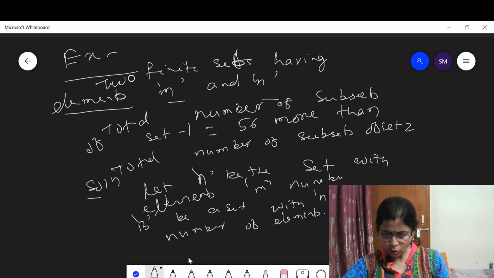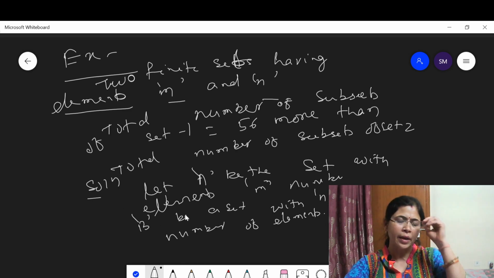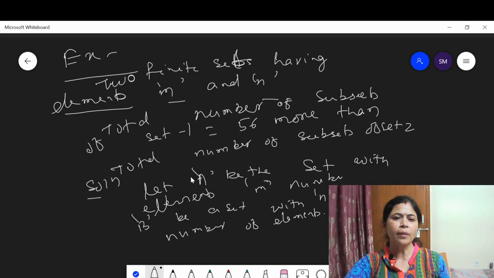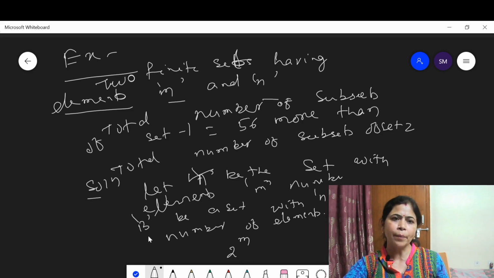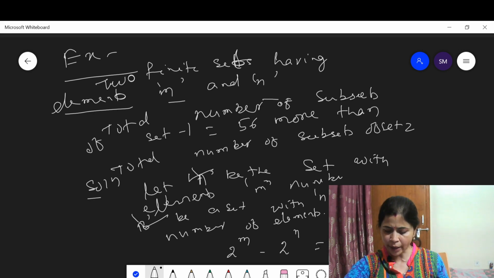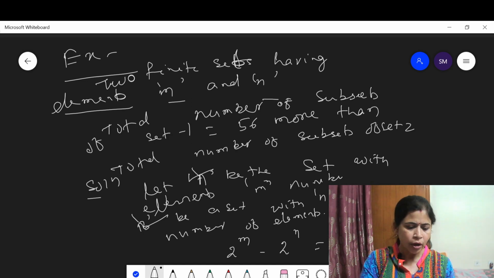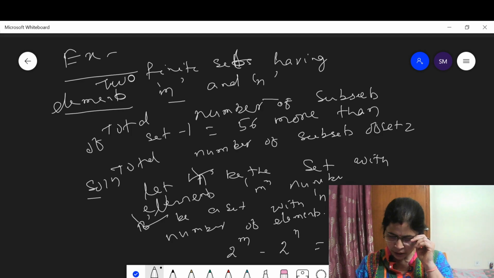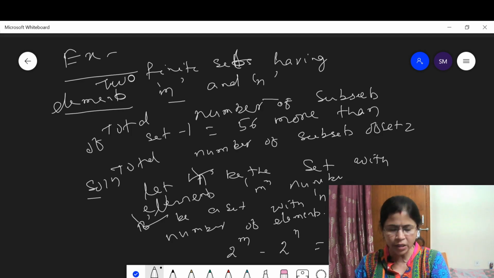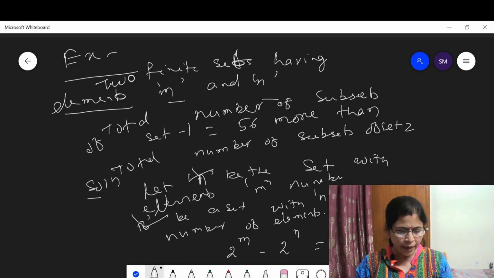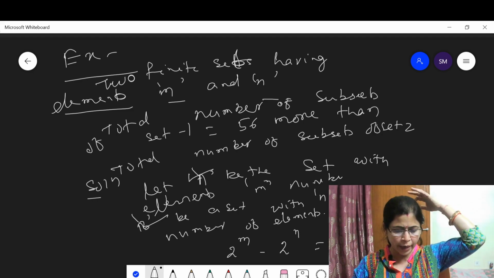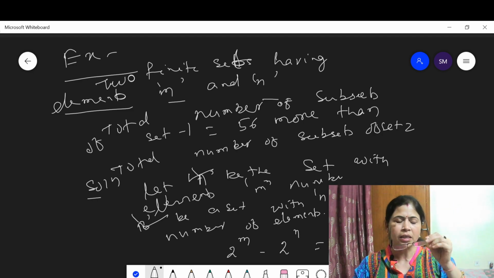Then, as we know, by applying Theorem 3, the number of subsets of A is equal to 2 to the power m and the number of subsets of B is equal to 2 to the power n. According to the question, the difference between the number of subsets of A and B, 2 to the power m minus 2 to the power n, is equal to 56.